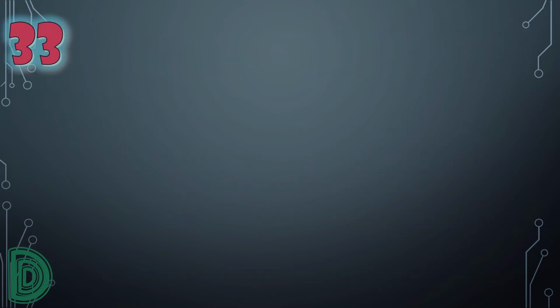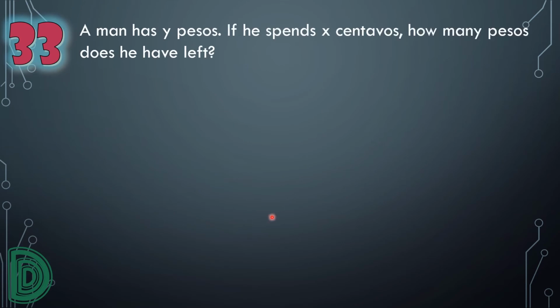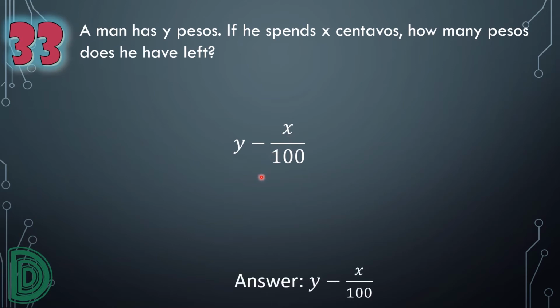Next, number 33. A man has y pesos. If he spends x centavos, how many pesos does he have left? Since 1 centavo is a hundredth of a peso, then that will be y minus a hundredth of x. So that will be y minus x over 100 pesos. Number 34.